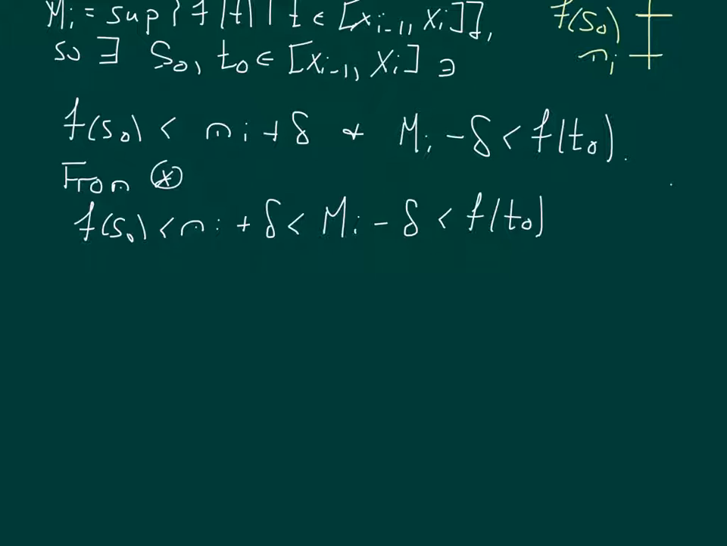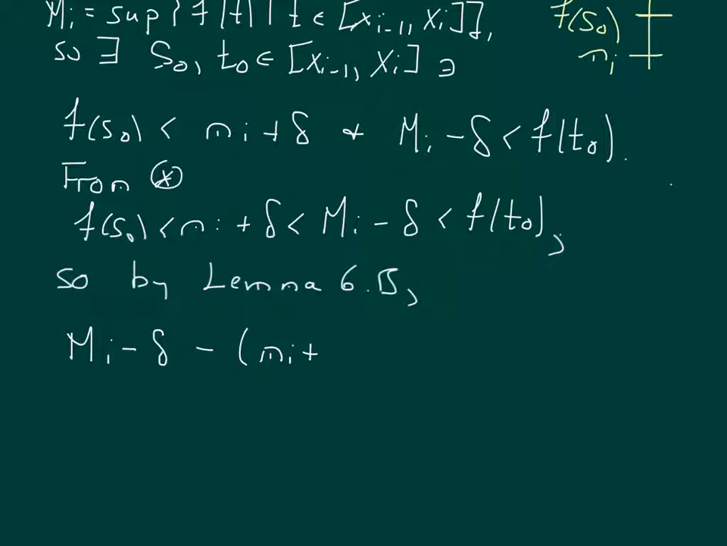So by lemma 6.b, we can say that the distance between the two in the middle, just to say capital M sub i minus delta minus m sub i plus delta, is going to be less than the distance between the two guys on the outside. That's f of t0 minus f of s0. And notice that this is greater than or equal to 0, so we can put absolute values here.